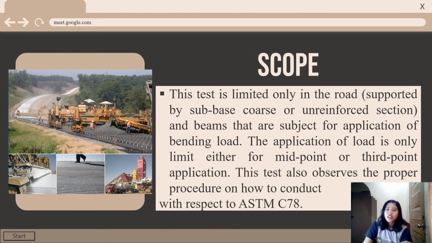Scope. The scope of this test is limited only to roads supported by sub-base, cores or unreinforced sections, and beams that are subject to application of bending load. The application of load is only limited to either midpoint or third point application. This test also observes the proper procedure on how to conduct it with respect to ASTM C78.